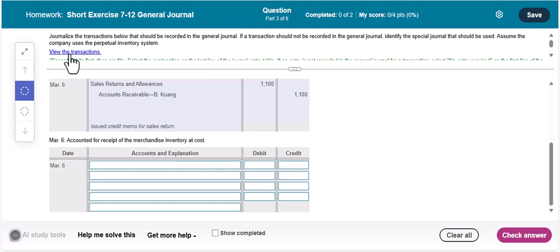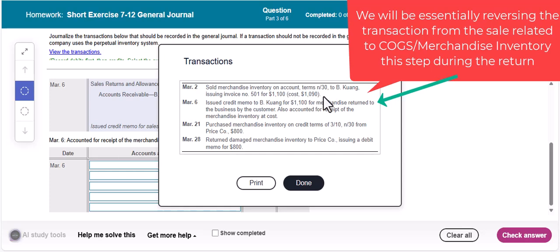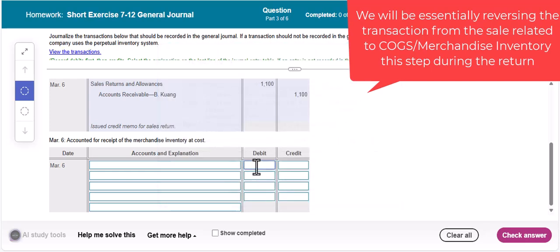So we can click on this link that says View Transactions and go to that March 2nd transaction here from BCong. So we issued that invoice for the inventory for $1,100, and that cost to us here was that $1,090. So that's that important number. This is the cost of the goods sold. So we'll input that 1,090 as the credit and the debit. And then let's talk about what accounts we'll need.